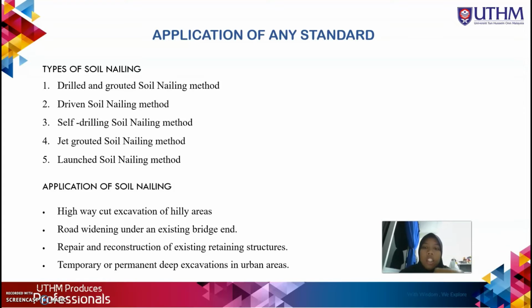Fourth, jet grouted soil nailing method. Jets are used for eroding the soil or creating holes in the slope surface. After that, steel bars are installed in this hole and grouted within it. Finally, jet grouted soil nailing provides corrosion protection for the steel bars.